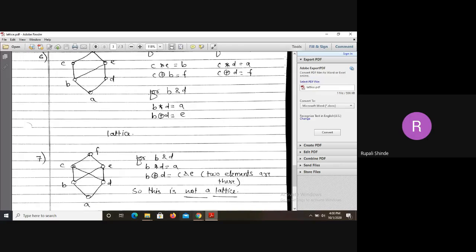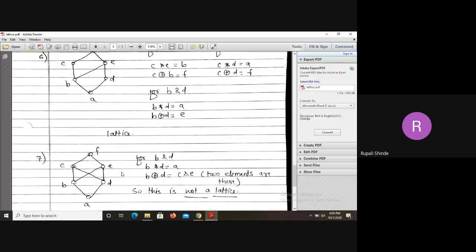C and E. Yes. B and D, these are meeting at both points, that is in C and in E. In short, there exist two least upper bounds for B and D. So if you consider another pair of elements as C and E, then for this C and E, the greatest lower bound is B as well as D, because C and E are meeting at points B and D, and the least upper bound is F.